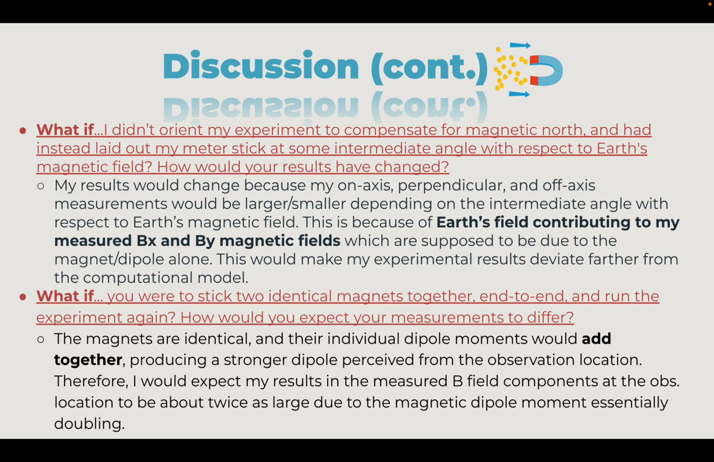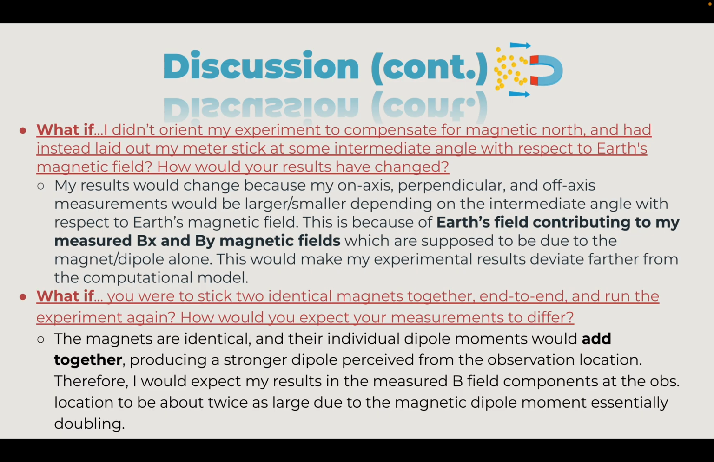To continue my discussion, what if I didn't orient my experiment to compensate for magnetic north? This would change my results because my measurements would be larger or smaller depending on the intermediate angle. This is due to Earth's field's contribution to my measured Bx and By magnetic fields, as I mentioned in the beginning of my lab. And this would make my experimental results deviate farther from my computational model than they already do, which is what we do not want. So that calibration at the beginning is quite important.